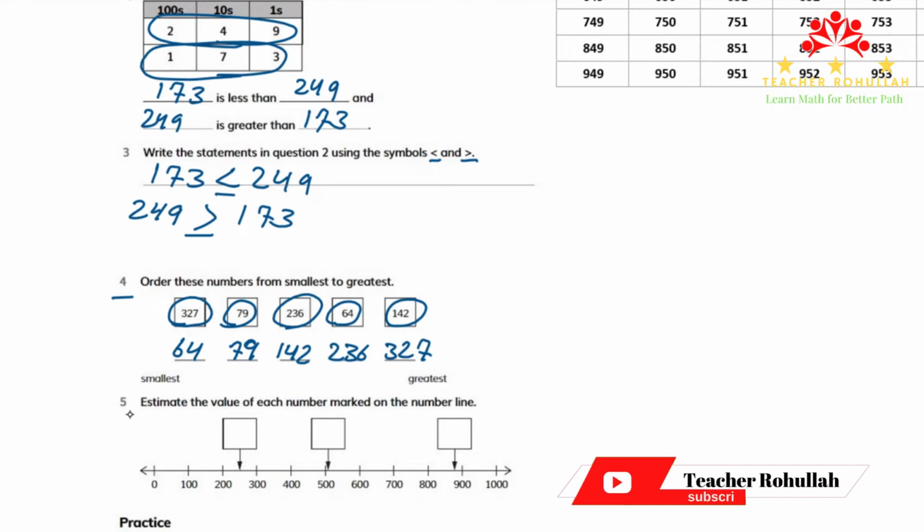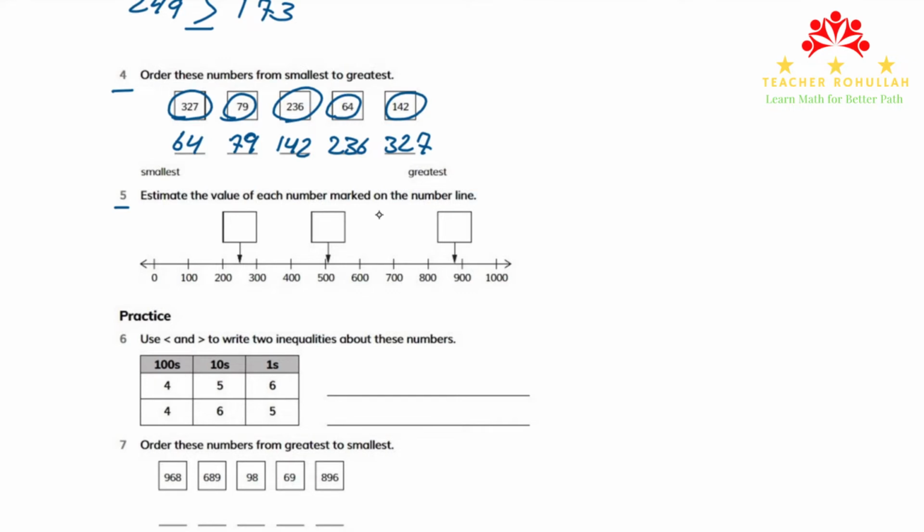In question number 5, it says, estimate the value of each number marked on the number line. Let me scroll it a bit down. We are not asked to find the exact amount. We are asked to estimate the value. In the first box, we can see that it is halfway between 200 and 300. So we estimate that it is about 250.